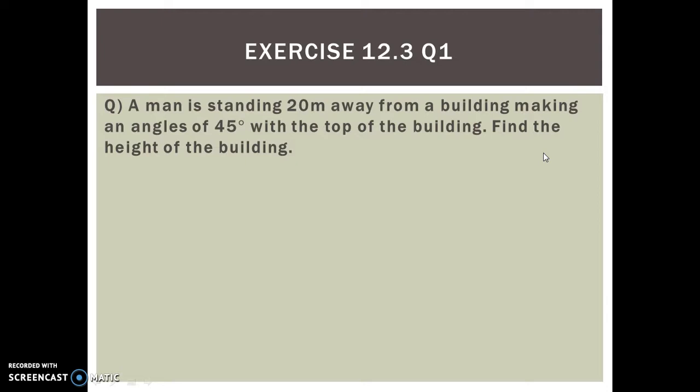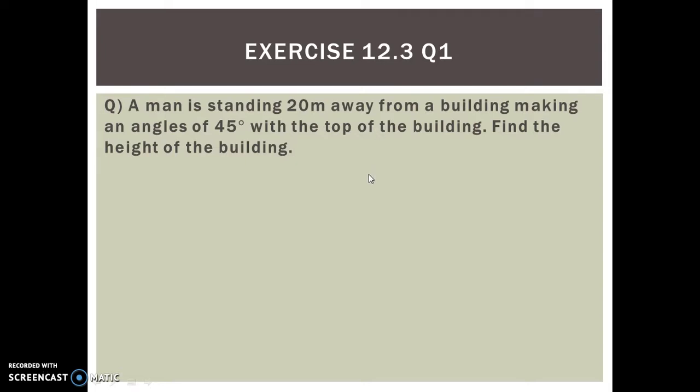The question says that a man is standing 20 meters away from a building, making an angle of 45 degrees with the top of the building. Find the height of the building. This is a simple question where a man is standing 20 meters away from the building and making an angle with the top of the building. Like when the man is looking at the top of the building, it is making an angle of 45 degrees. We have to find the height of the building, and this is where the trigonometric ratio plays a very important role.